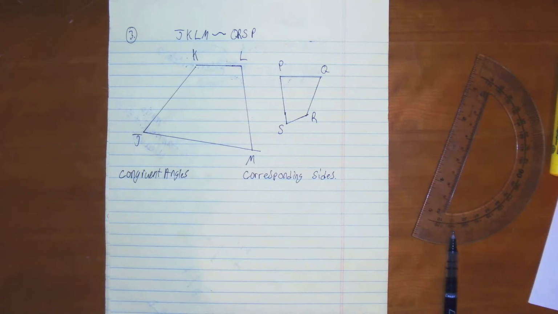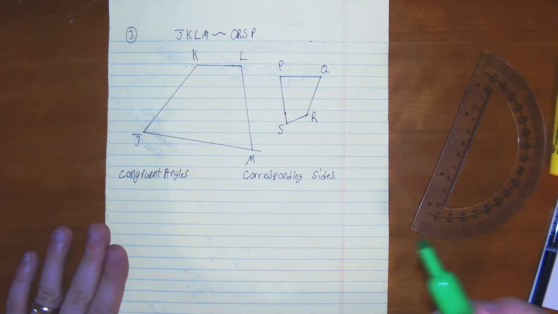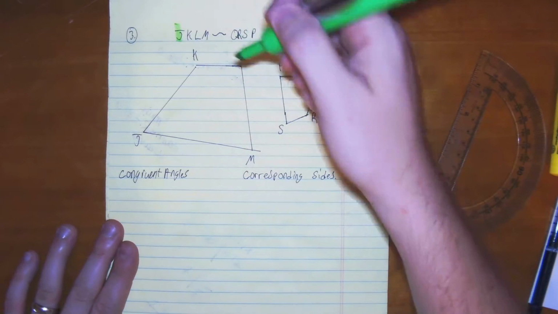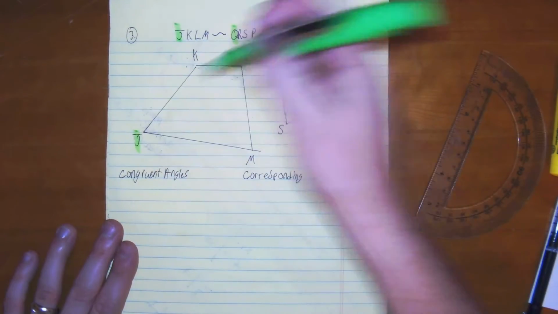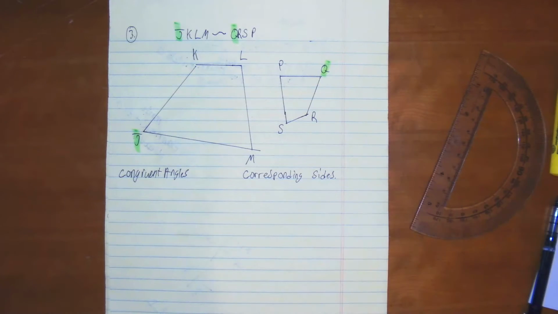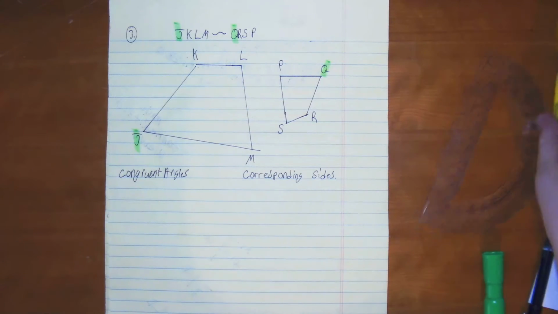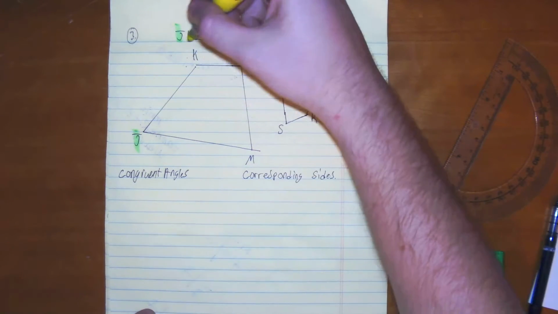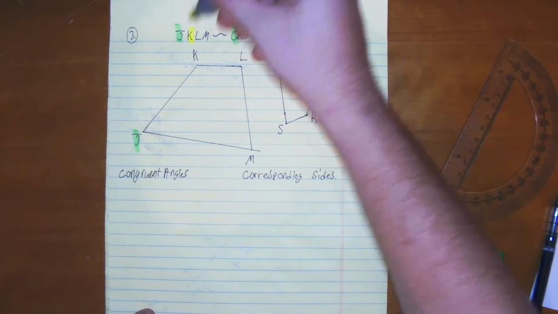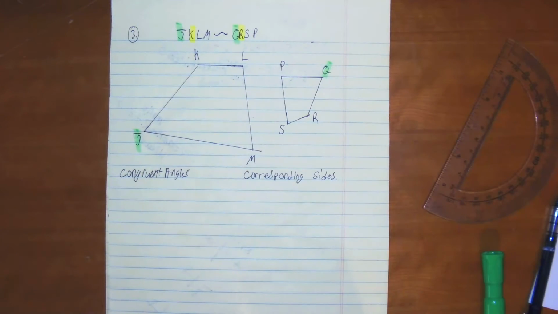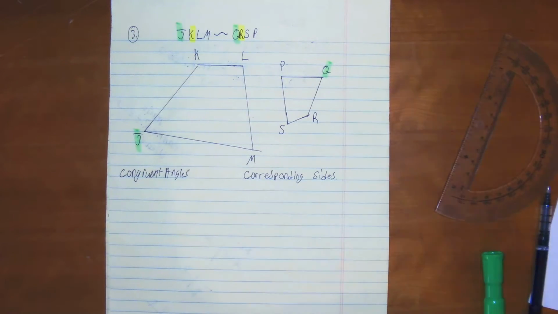So what I'm first going to do is highlight the colors, just to make sure I have the same things going on, so I can have a color code. J is related to Q. Then K is going to be related to R. Then we have L. Let's highlight those on the actual quadrilaterals as well.